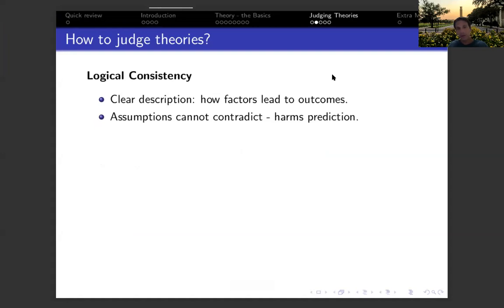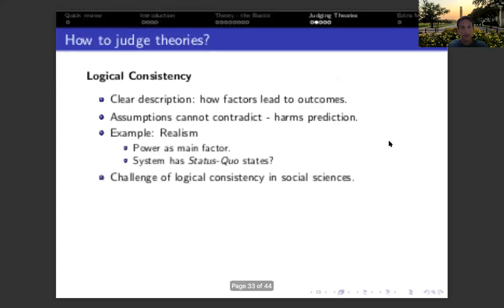Because if the assumptions contradict one another, then we may be confused, first, about explaining the specific phenomenon we're trying to explain now, what happened in the past and what's happening in the present. It also makes it very hard to predict future events, again, because the assumptions are contradicting one another. Let's think about an example.